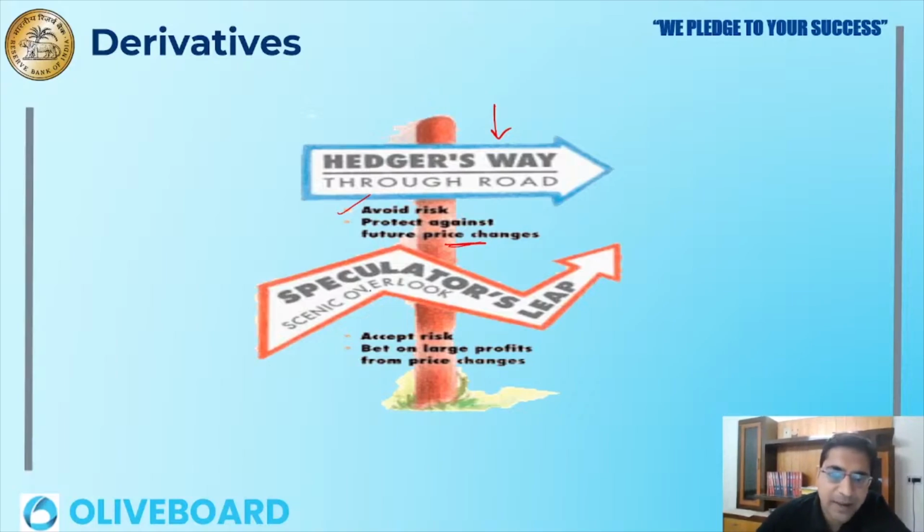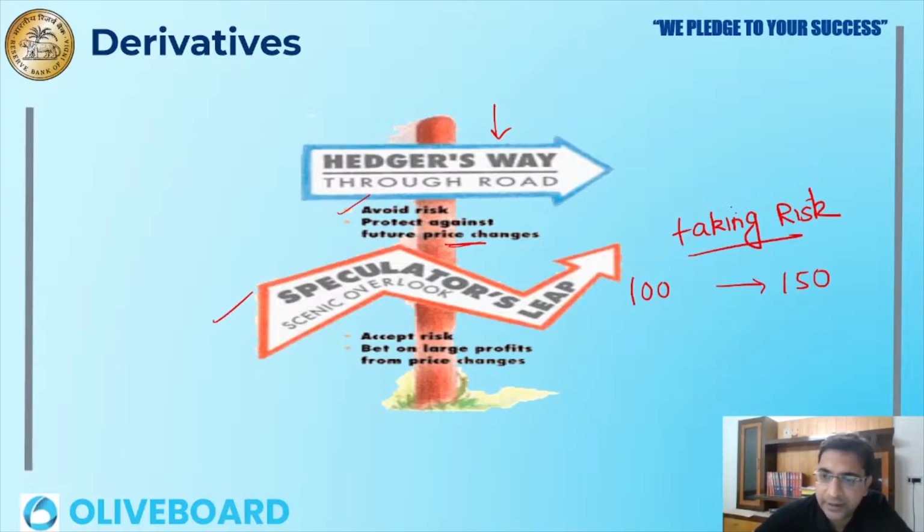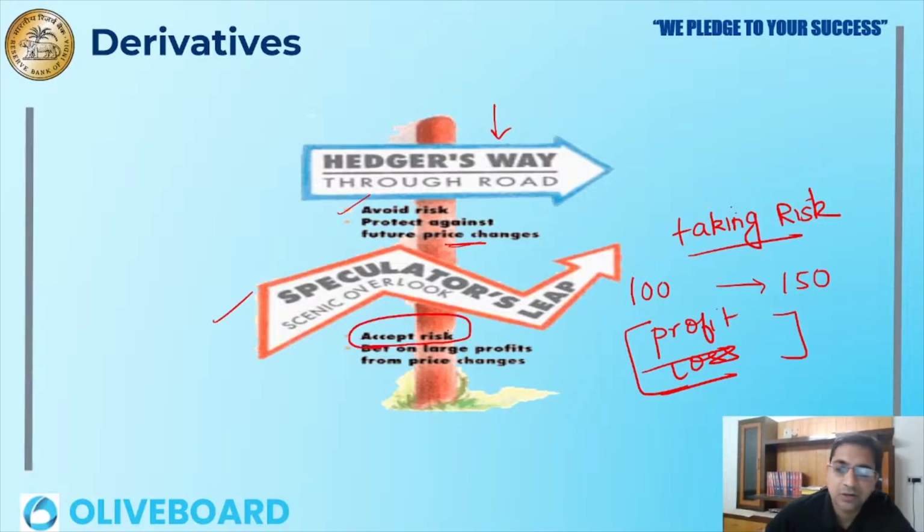And what about the speculators? They take risk, because if I say today it is 100, I am expecting that it will go to 150. So here I am taking the risk. I am betting on a large profit over here. At the same time I may have a loss also. I can have profit also, I can have loss also. Anything can happen. So I am taking the risk on both.